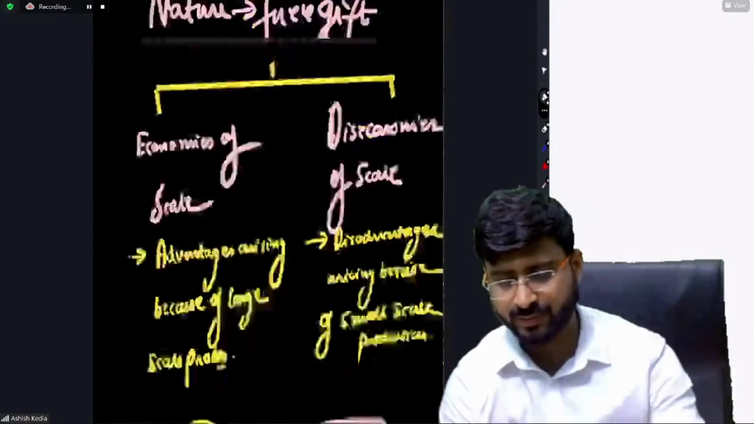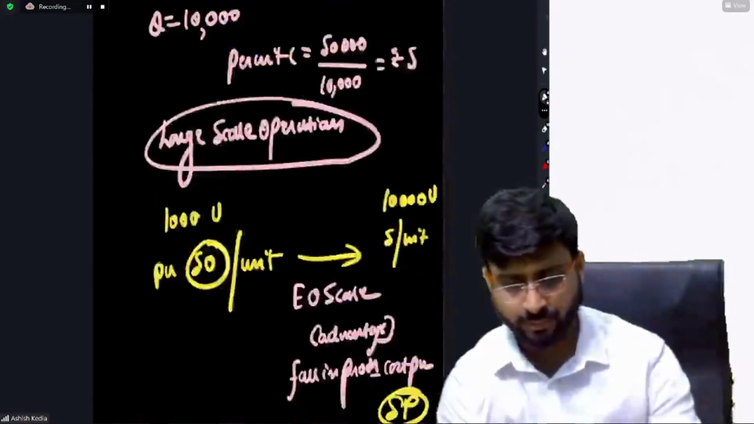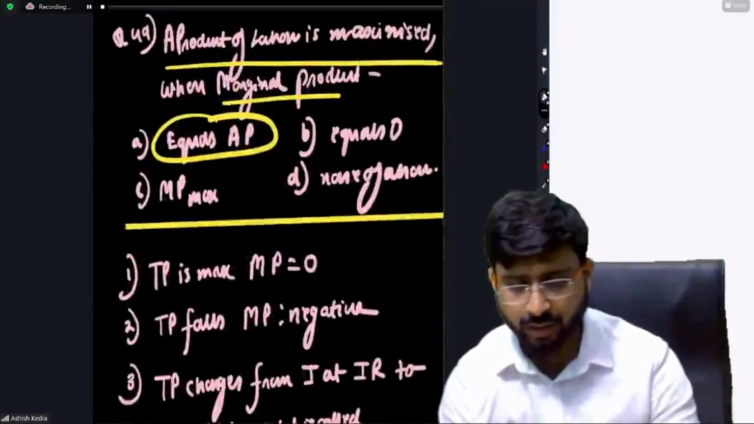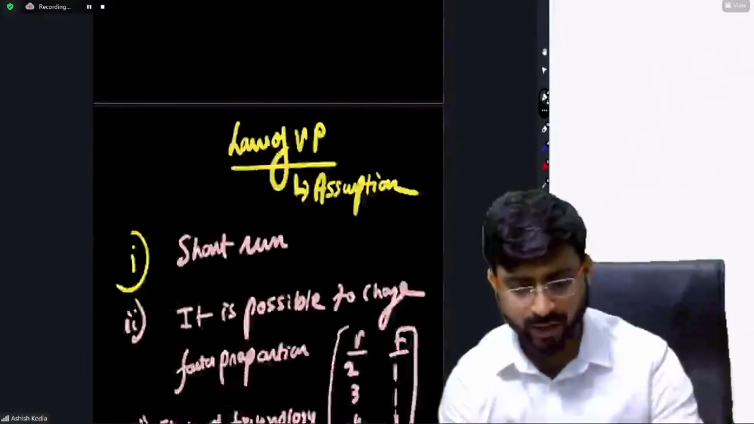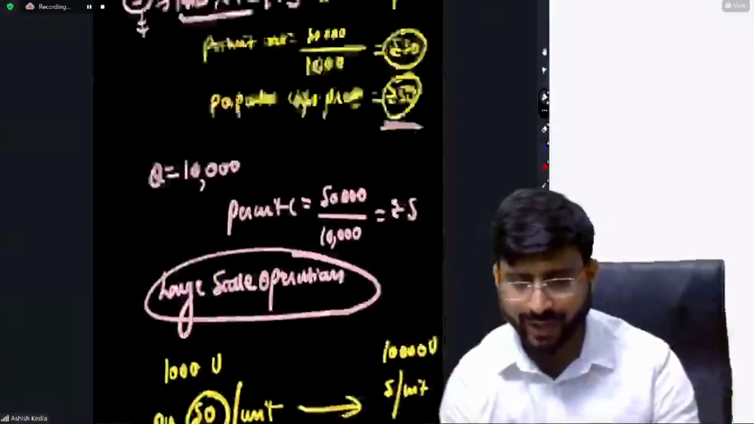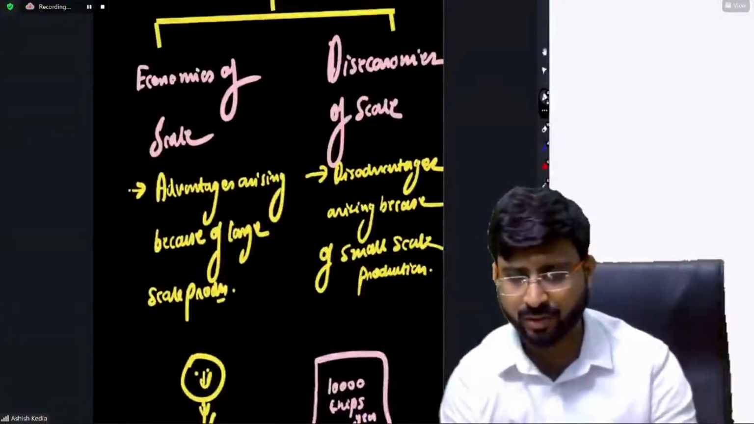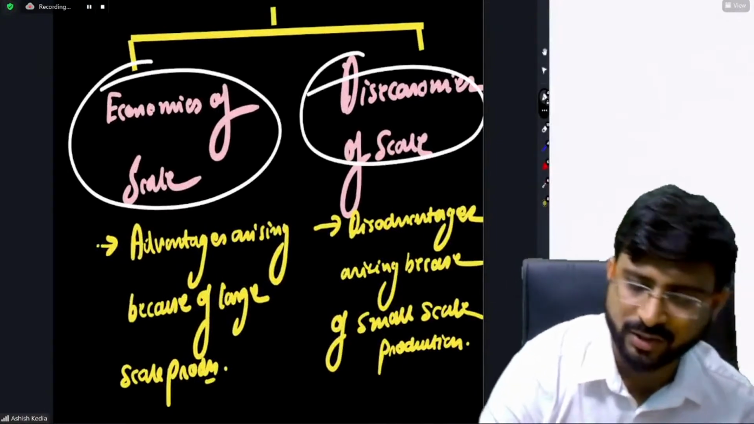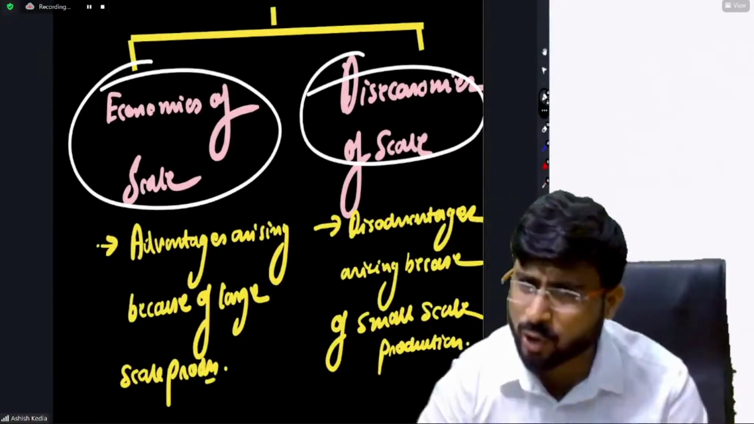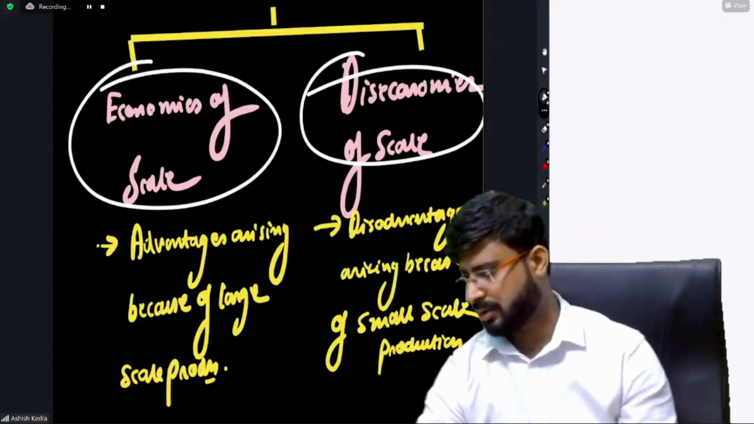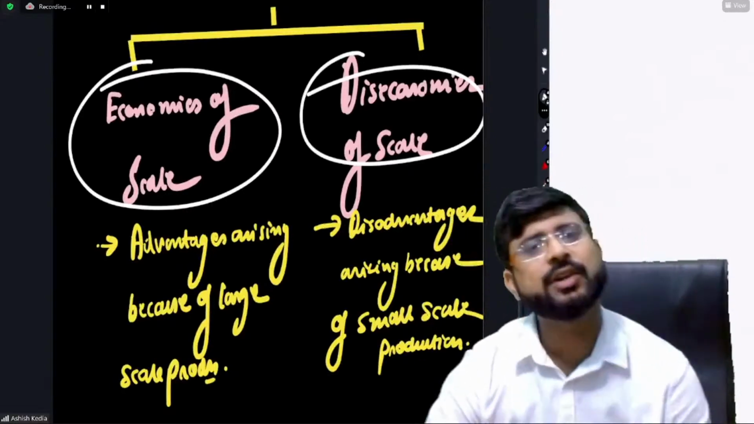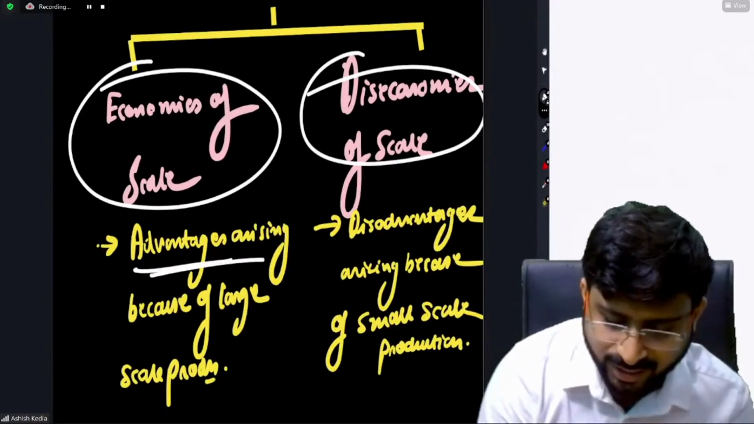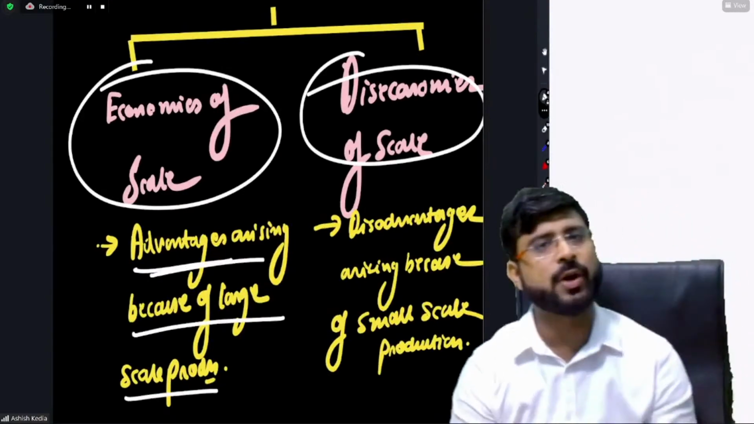Now, students, there are two types of economies. You all know this. One is called economies of scale. Another is called diseconomies of scale. Sir, what do you mean by economies of scale? So, economies of scale means advantages that arise because of large scale production.